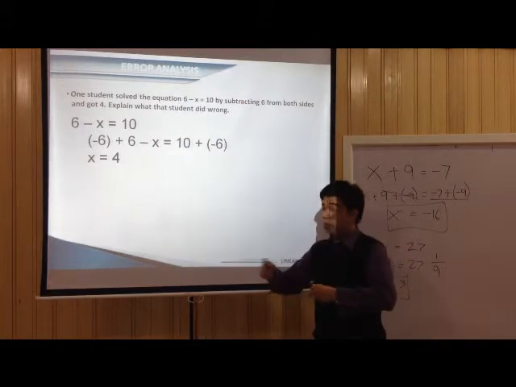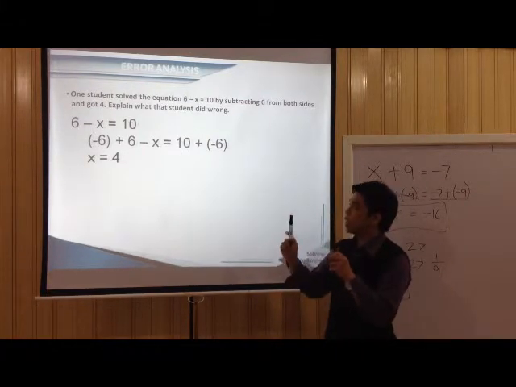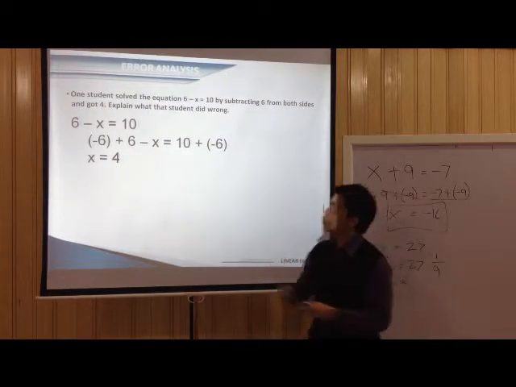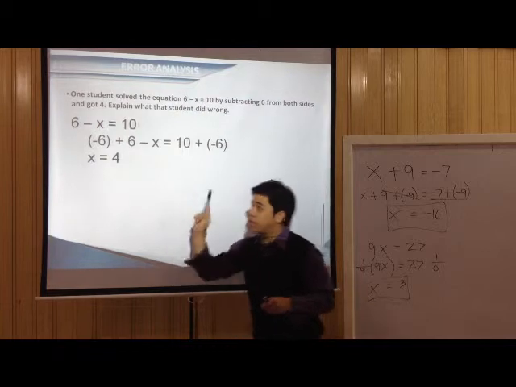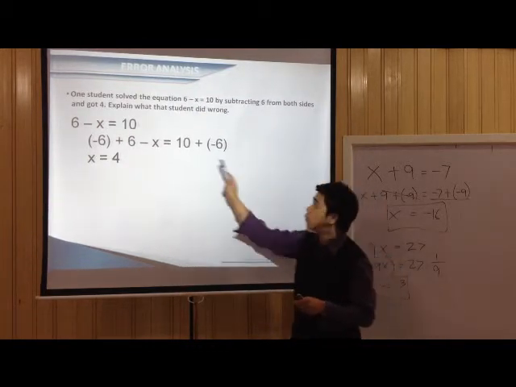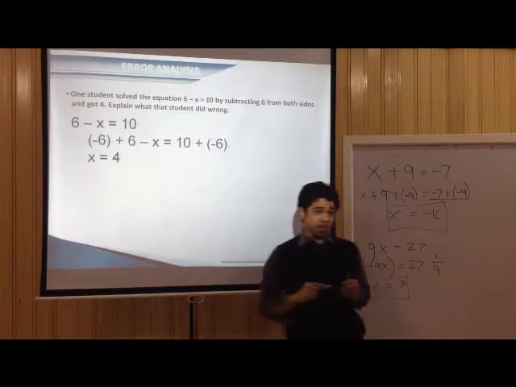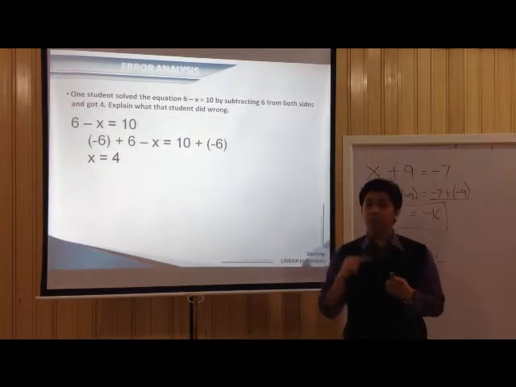By using the addition property of equality, he or she added negative 6 to the left side and to the right side. That is correct, so that you can cancel 6 here. 6 and negative 6 will cancel out. If you add 10 and negative 6, that will be equal to 4. Does that mean x is equal to 4? Well, that is wrong.